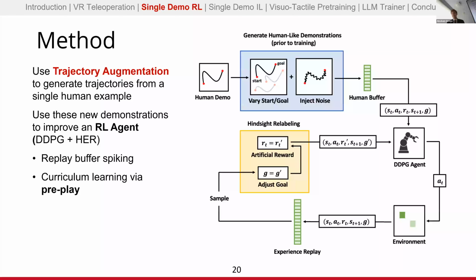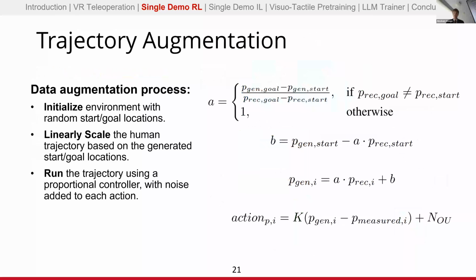Our methodology is to use a trajectory augmentation method to first generate multiple trajectories from a single human example. We then take these generated trajectories and use them for replay buffer spiking. So we put them into a special replay buffer for the agent to pull from. And additionally, we use it for curriculum learning via preplay. So it's similar to the curriculum learning from before, but because we can augment these trajectories on the fly, we do not require a resetting to specific states. We just do a random initialization of the environment.